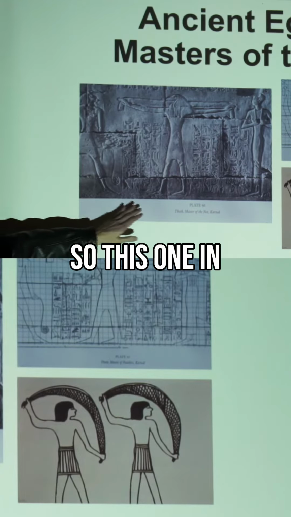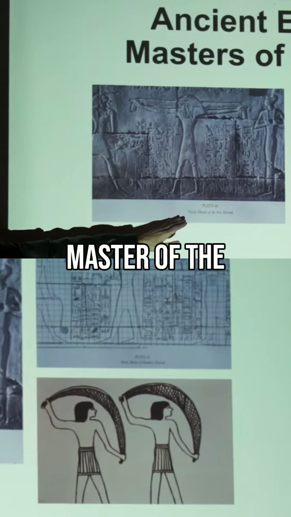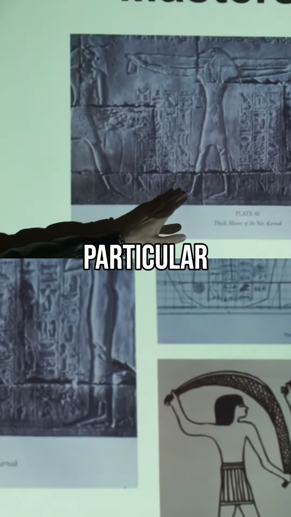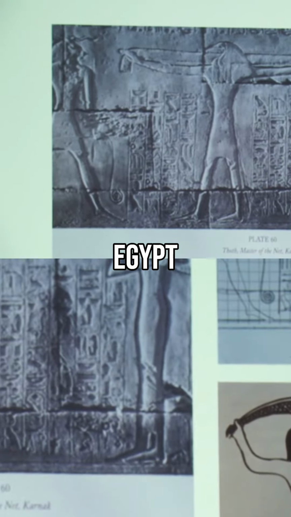So this one in the book is titled Thoth, Master of the Net at Karnak. So the first thing to be aware of is that this particular being was considered to be the initiator of the spiritual culture of Egypt.